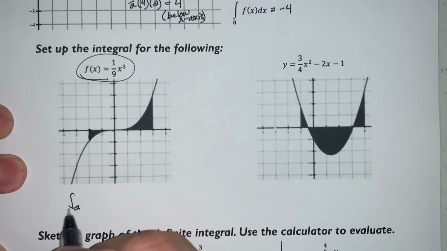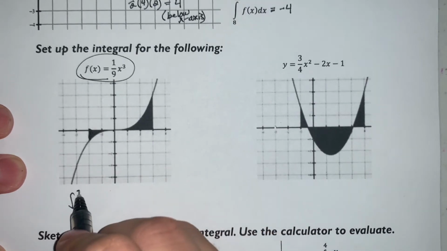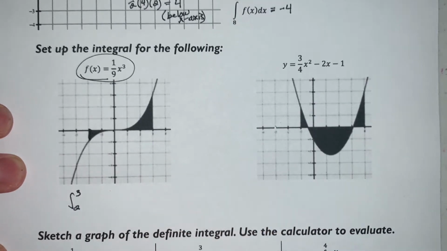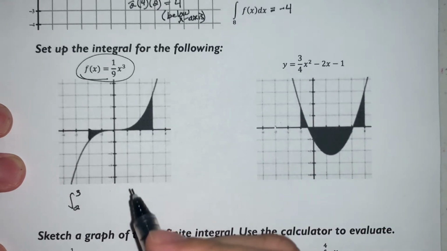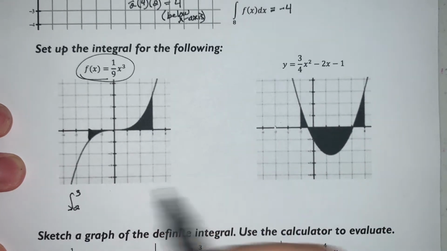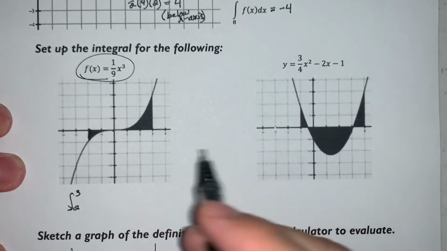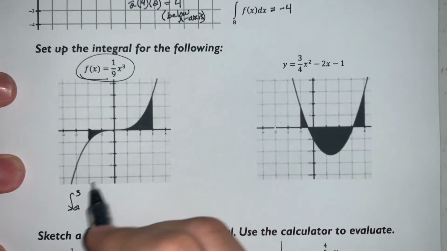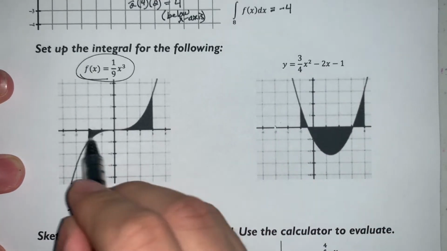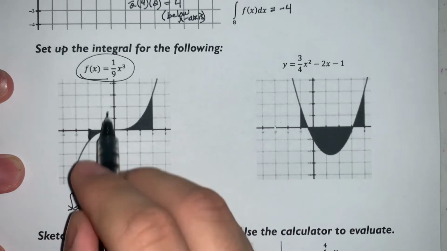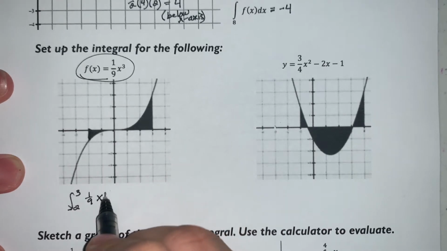The lower bound is always on the bottom, and your upper bound 3. Well, it's not always on the bottom, but by convention we put it on the bottom. Sorry, -2. Whatever, I already messed up. I'm not going to re-record this. All right, so then it's going to be from -2 to 3 of the function 1/9 x cubed.